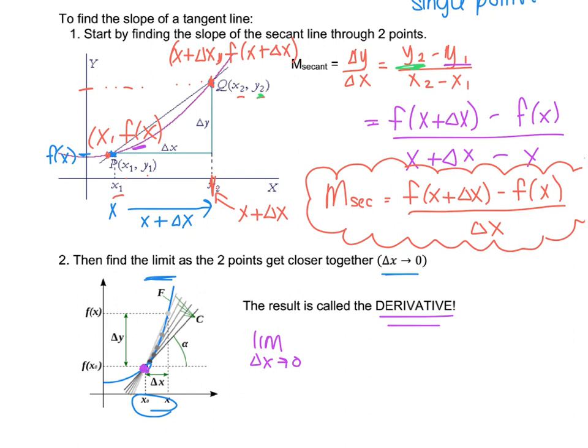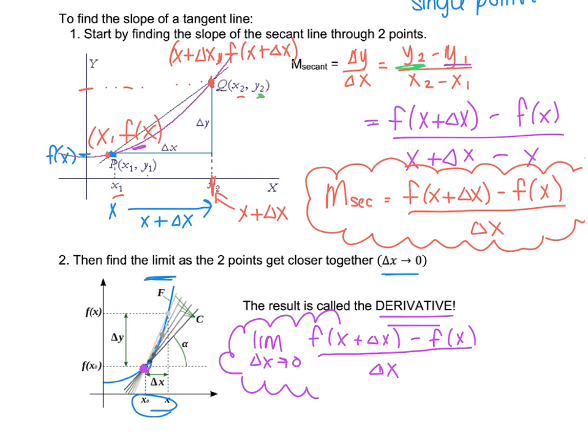So that's why we started with the slope of a secant line, because if I take this whole expression and take the limit as delta x approaches 0, then I've got the slope of the tangent line. So that's the limit of f of x plus delta x, that's my y2, minus y1, which was just f of x, divided by x2 minus x1, which we saw simplified to just delta x. So this is the formal definition of a derivative.